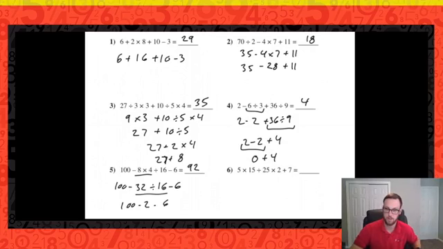All right, last one for now. Working from left to right. Let's see, I've got multiplication first. So I'm going to do 15 times 5. Doing that in our head, 5 times 10 is 50. And then 5 times 5 is 25. So I've got 50 plus 25 is 75.